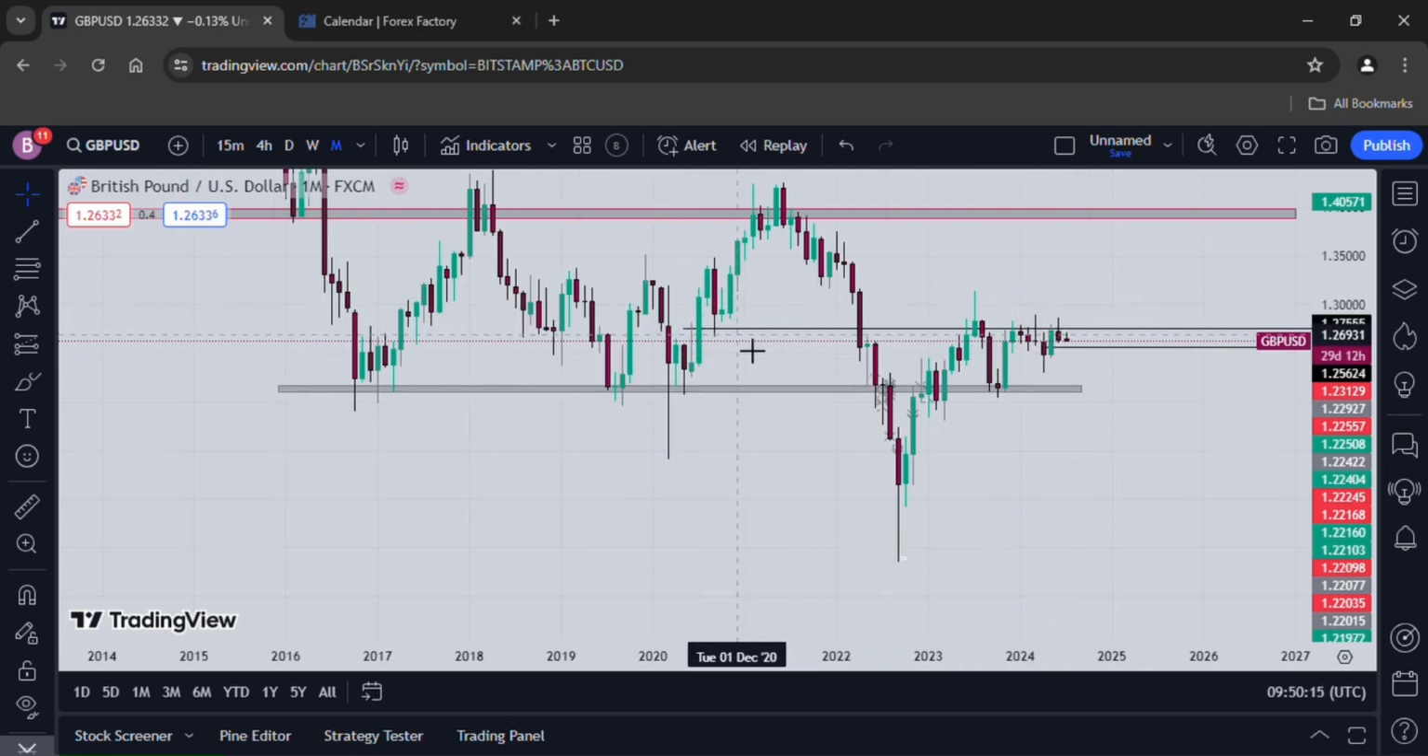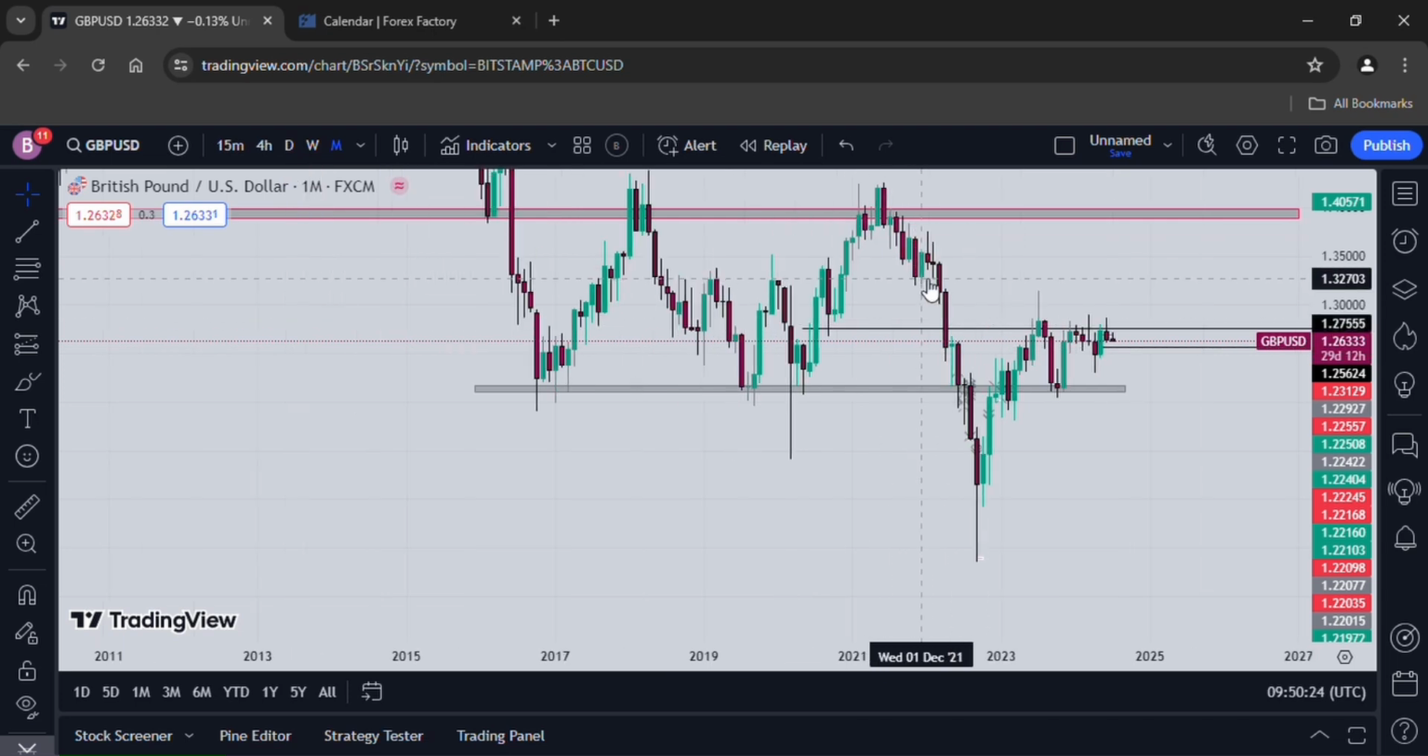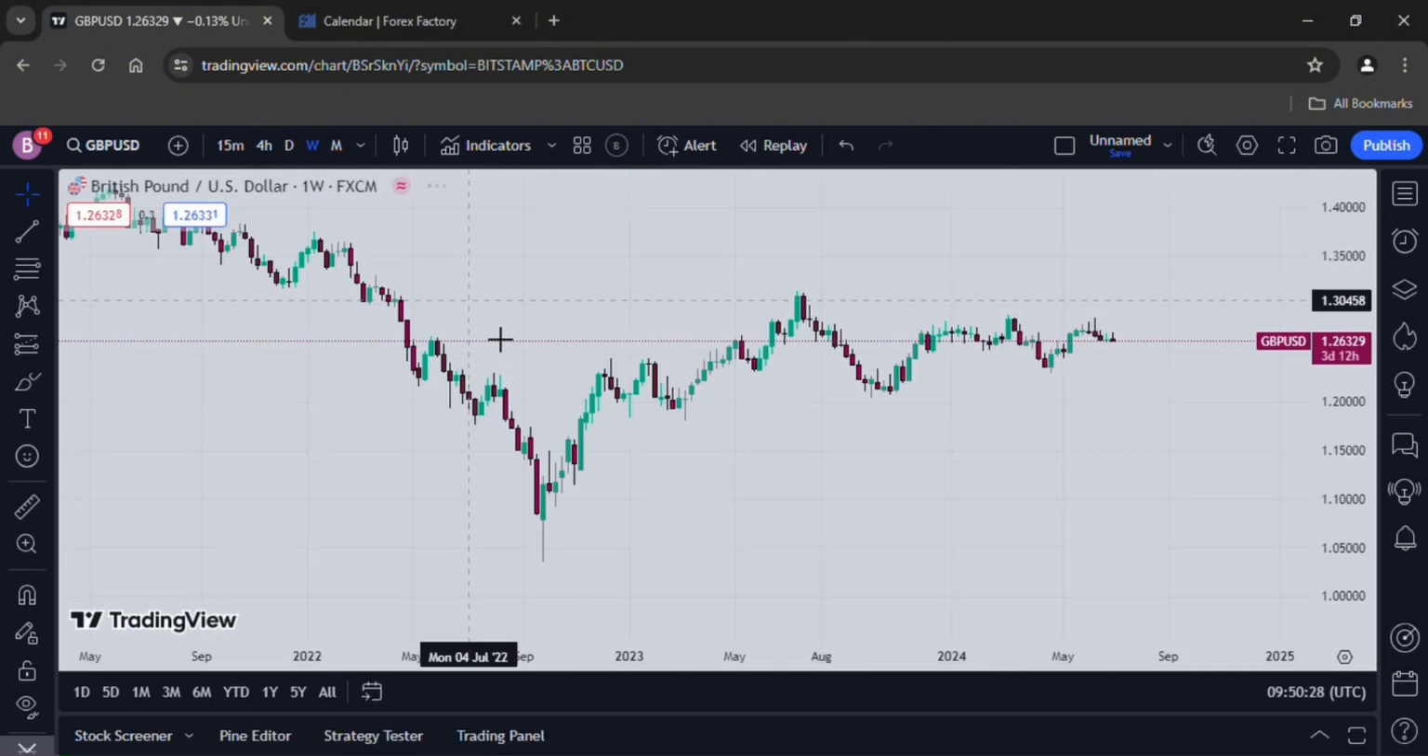This level was drawn on the weekly chart. Don't worry, when we go to the weekly chart, you will know and understand how this level came about. So now our main trend has been established as a downtrend. Then we go down to our weekly time frame to know our current trend.